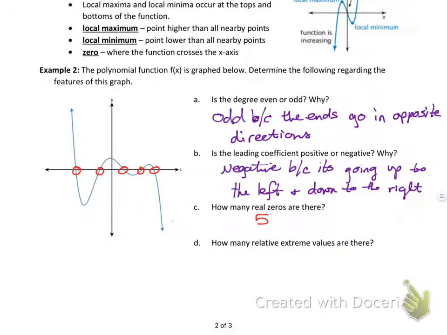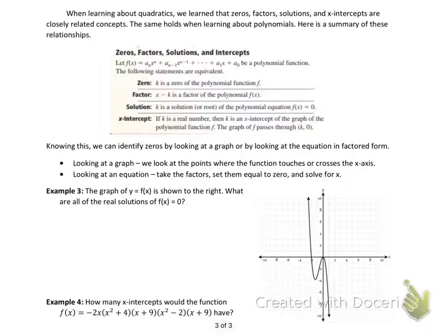Then it's asking for how many relative extreme values there are. That's including max or min. So let's find the mins and maxes. We've got a min down here, 1, all the way up here to 2, 3, 4. Right? So it's where it changes direction, going from increasing to decreasing, or decreasing to increasing. So that's just 4. And that's really easy to see if you're just looking at the graph.